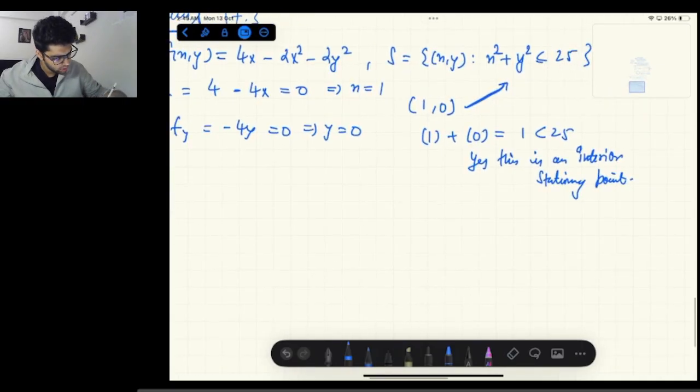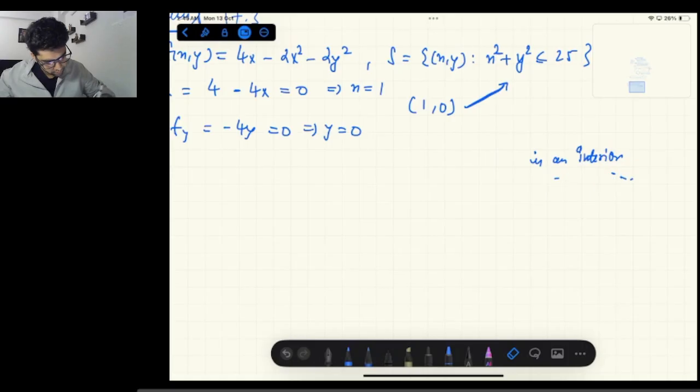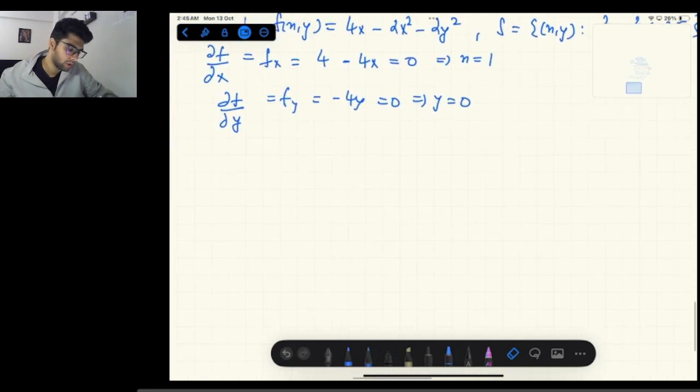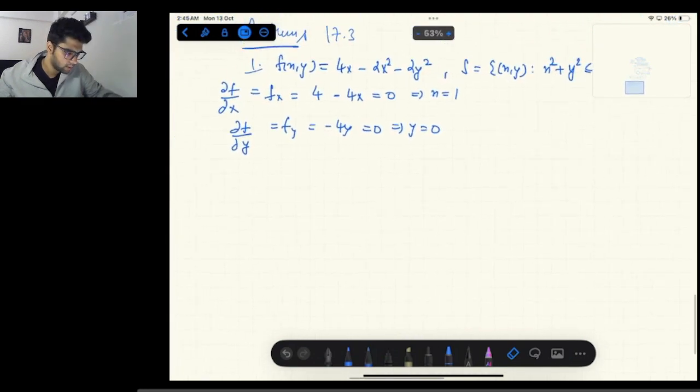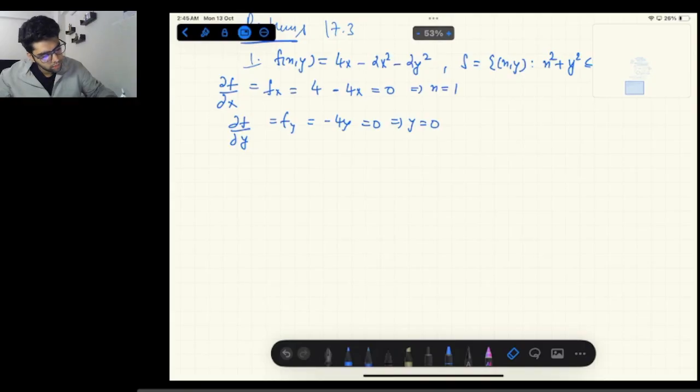Now let me just rub this. This is not needed. There are one or two questions where you find the stationary point and it comes out to be lying outside of the set. Right. So now we have a point (1, 0). Now we need to check for the boundary points.